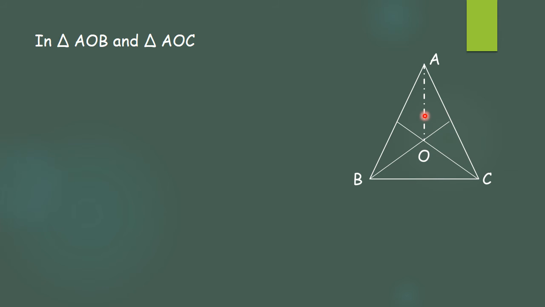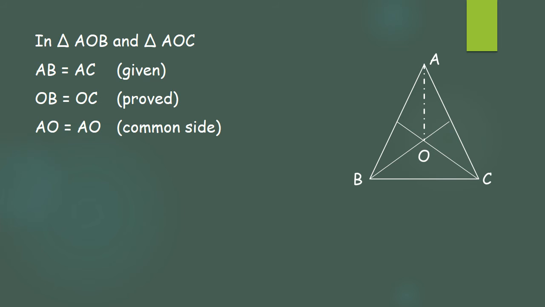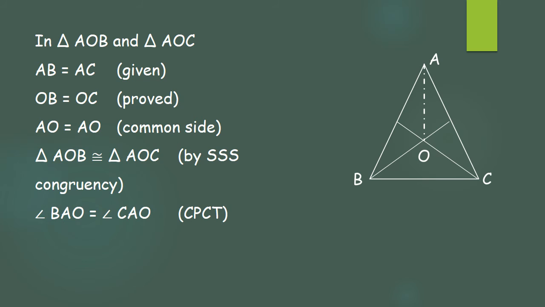Try to prove these triangles congruent. To prove two triangles congruent, three elements of one triangle must be equal to three elements of the other triangle. So what is given? AB is equal to AC, that is given. OB is equal to OC, we have just proved. And AO is equal to AO, that is a common side. So all three sides are equal to the three sides. So the triangles are congruent by SSS congruency. So triangle AOB is congruent to triangle AOC, and therefore angle BAO is the same as angle CAO, that is by CPCT.